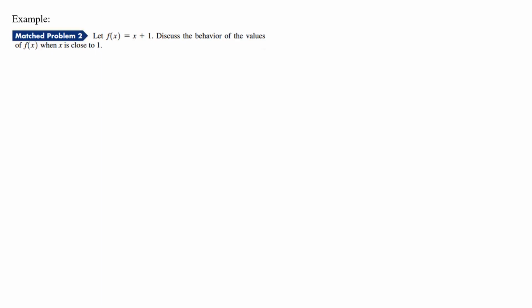Now, what if we have this one: let f of x equal x plus 1, and we're supposed to discuss the behavior of the values of f of x when x is close to 1. Well, what is f of 1? That's going to be 1 plus 1, so that's going to be 2. So the behavior of f of x when x is close, we're thinking about what is the limit of f of x as x approaches 1? Well, it's going to be equal to 2, because as we approach it, it's going to be that.